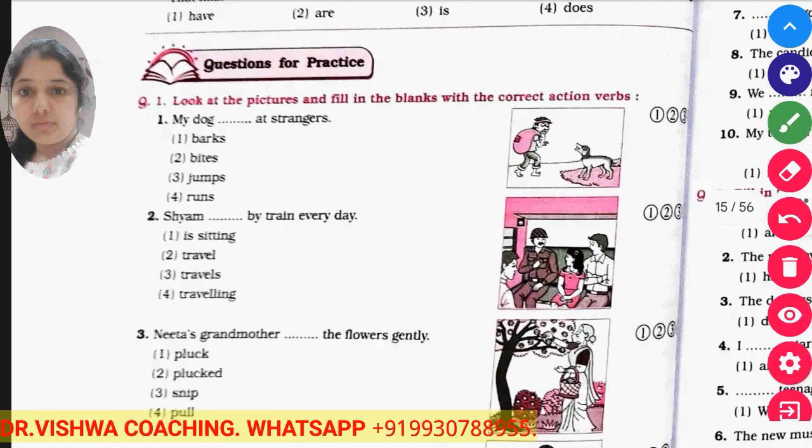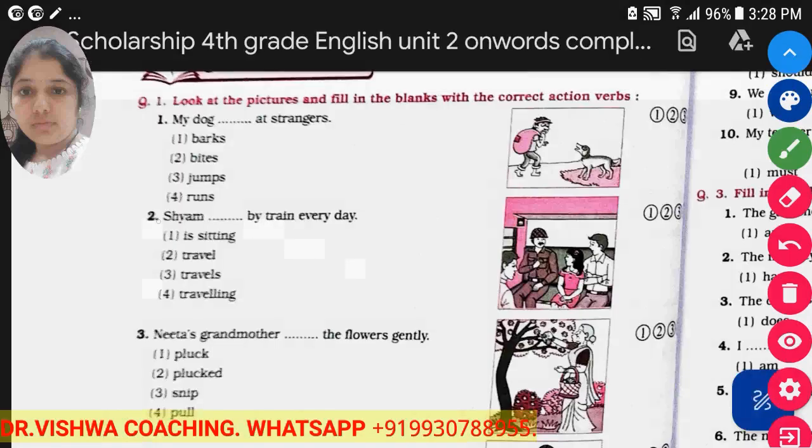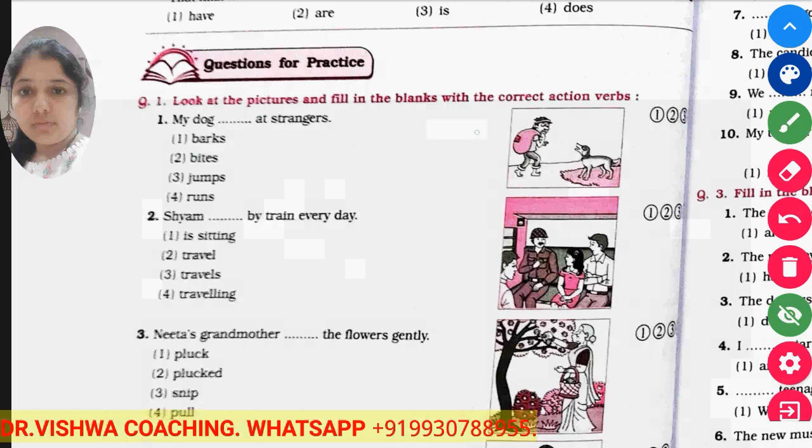Now we'll move to the practice exercise, and in the practice exercise we have to look at the picture and fill in the blank with the correct action verb. So my dog dash at strangers. Okay, and the given options are barks, bites, jumps, runs. If you look at the picture carefully, he is not biting the person, he is not jumping towards the person or running. So the correct option is barks here.